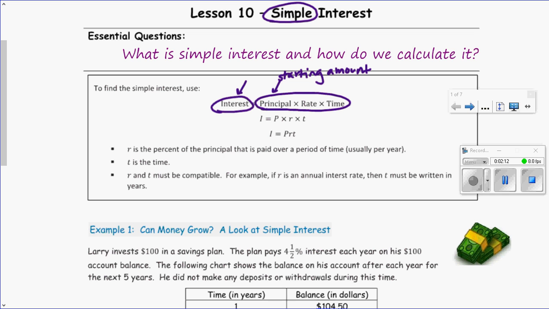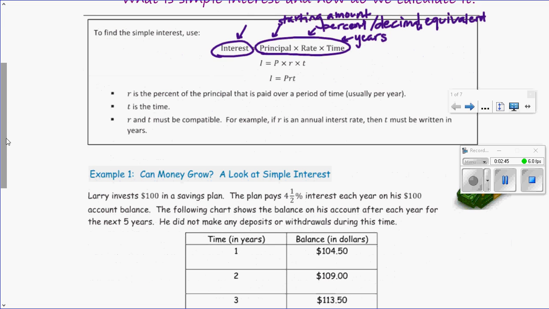Rate is going to be the percent or decimal equivalent. And then time is usually in years. So how many years? Okay, so many times we're going to be given the principal, the rate, and the time, and from there we can figure out the interest, or we'll be working backwards using this equation.